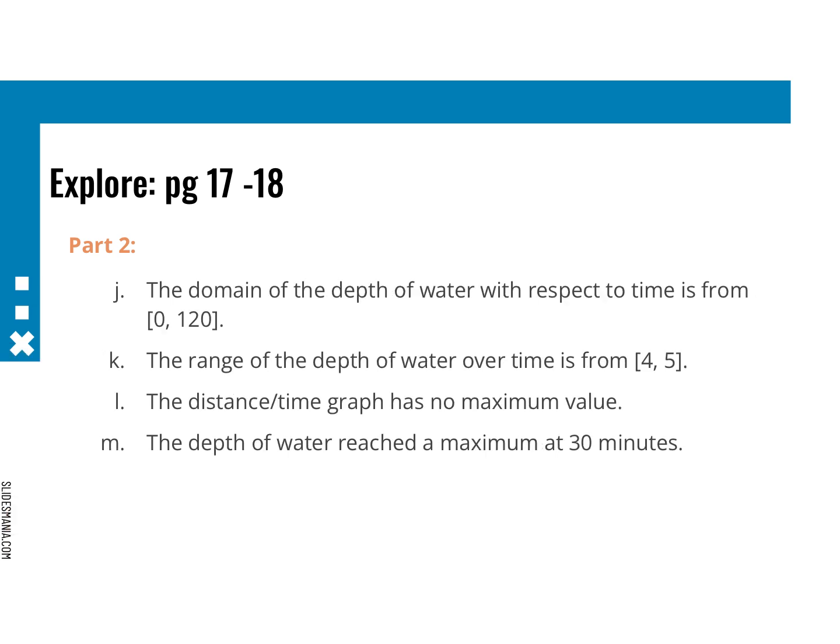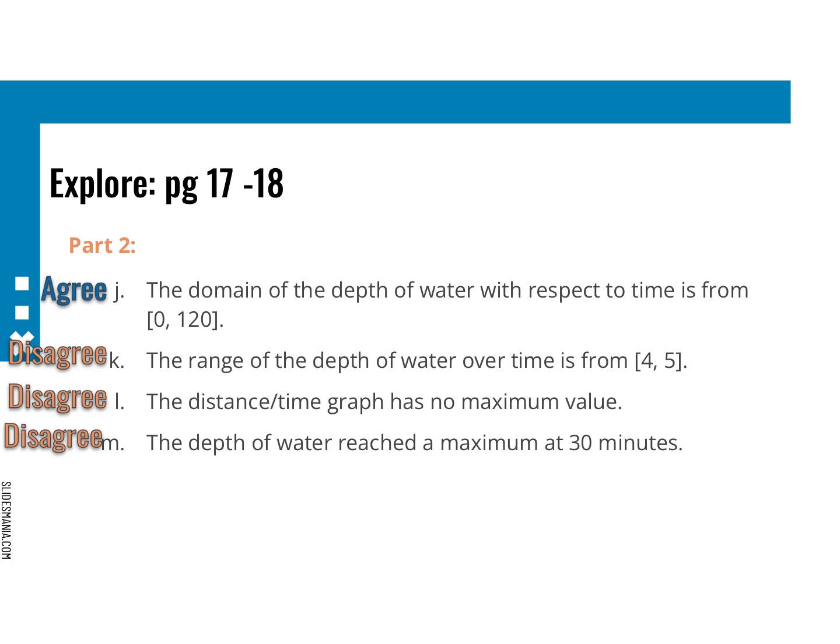All right, let's answer the last four. J, the domain of the depth of the water with respect to time is from 0 all the way to 120. The range of the depth of water over time is from 4 to 5. The distance over time graph has no maximum value, and the depth of the water reaches a maximum of 30 minutes. Go ahead and answer those and then come back to me.